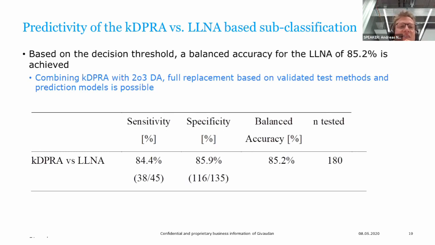So, this means that when we now combine this kinetic DPRA with the 2 out of 3, then we are able to make a full replacement based on validated test methods and with validated prediction models.